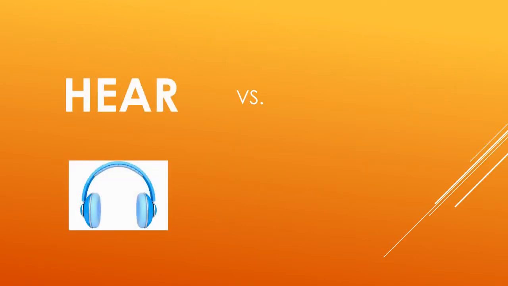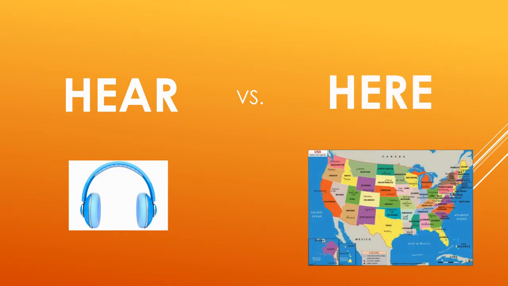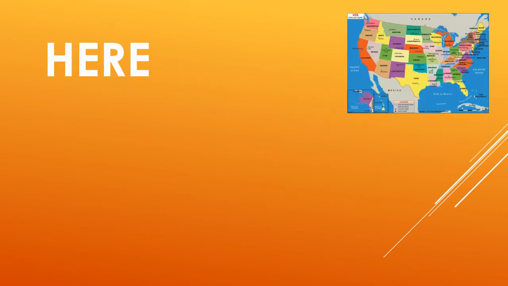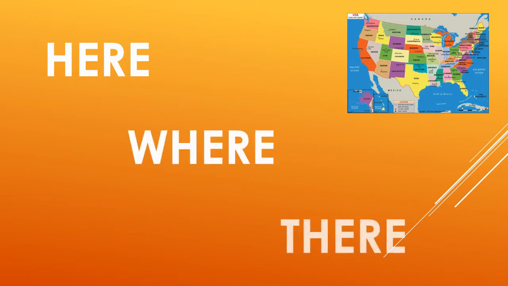So first, we have "hear," which you do with your headphones, versus "here," the place where I am. Now, the kind of "hear" you use when you hear sound has the word "ear" in it. You hear with your ear, and you spell them the same. The kind of "here" that means a place also shows up in "where" and "there." All the place words are spelled with "here."